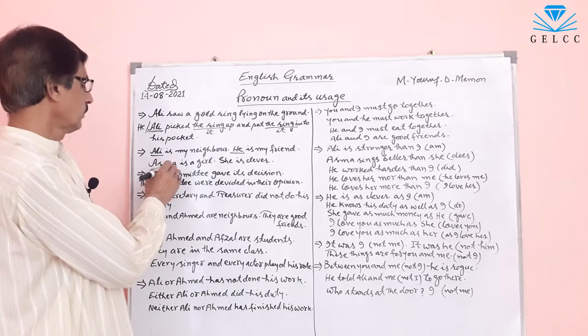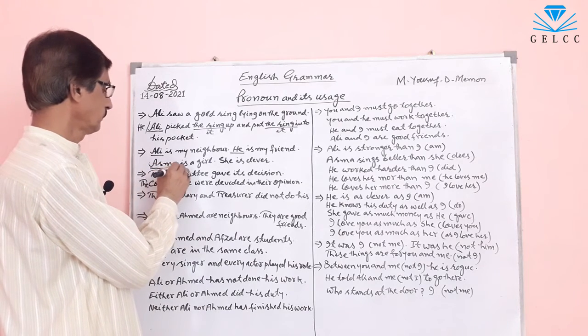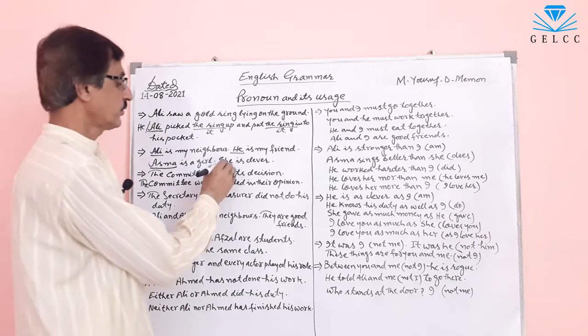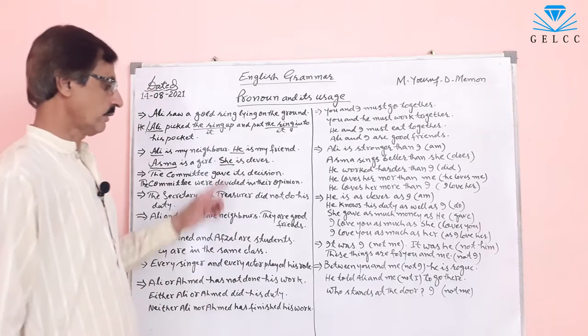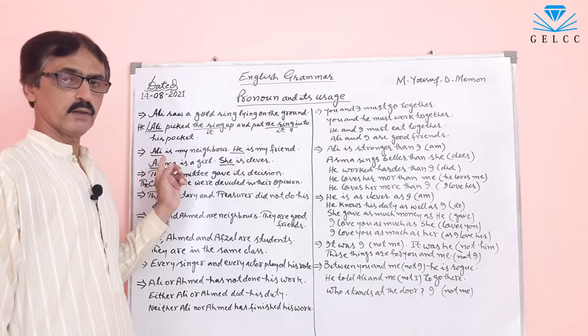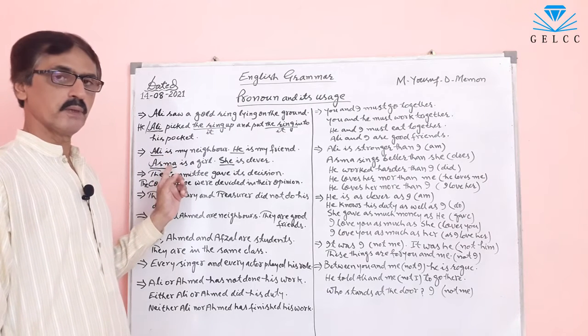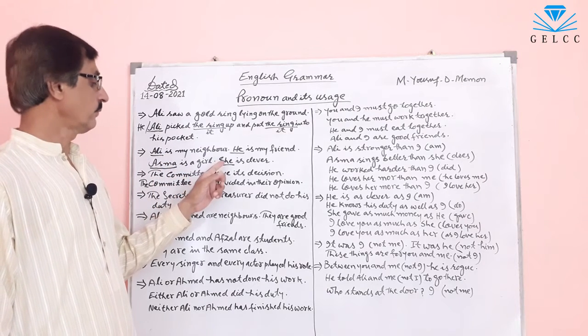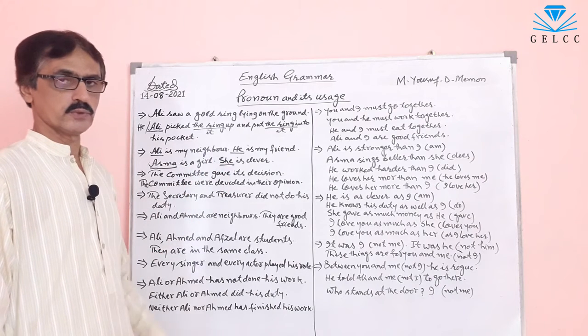Now, second, Asma is a girl. She is clever. The word she is used for Asma. Asma is a female, gender is female, feminine, so she is used.